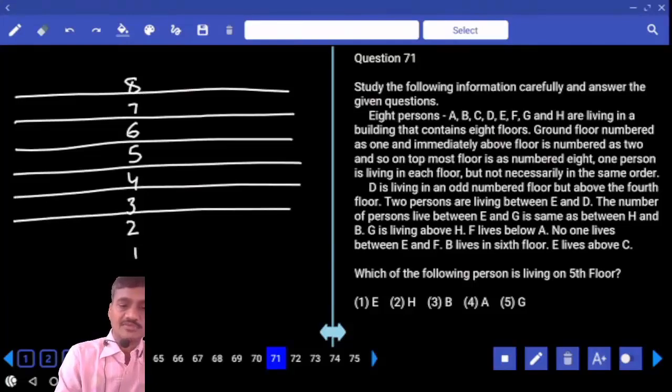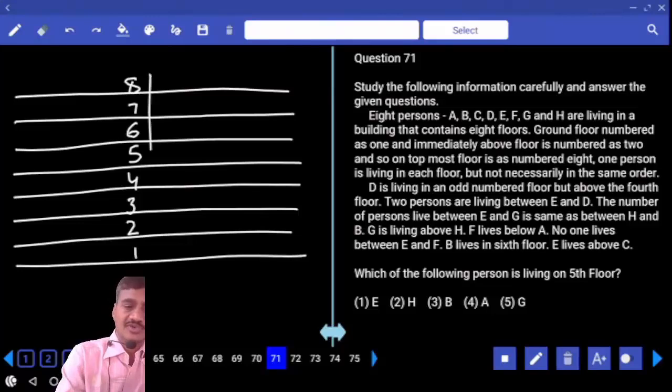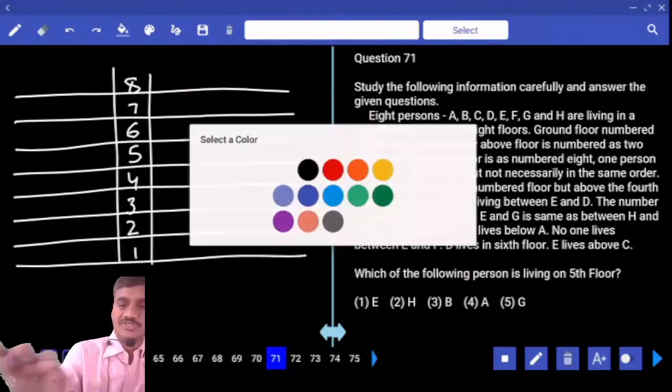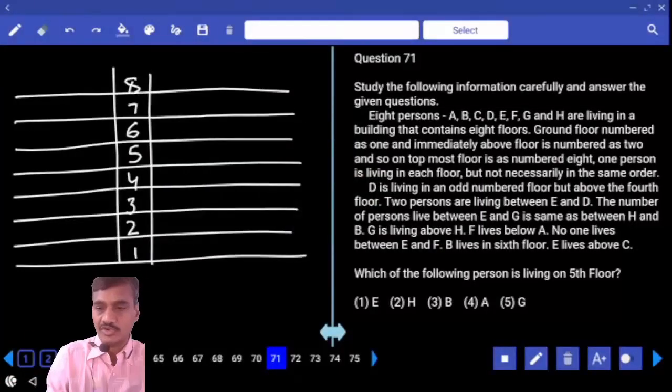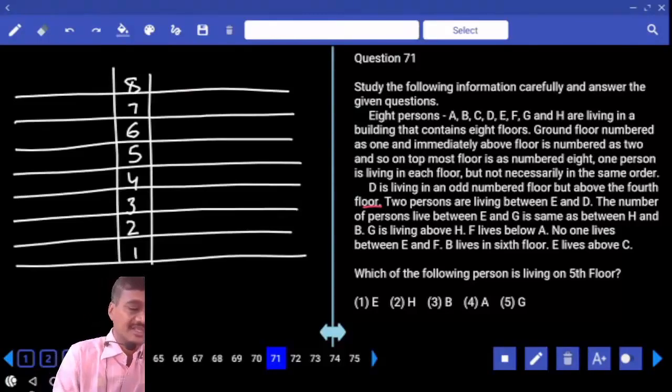Then coming to condition number 1. Tell me what is the first information we have. D lives on an odd number floor above the 4th floor. An odd number floor above the 4th floor means D can be on the 5th floor or on the 7th floor. Hence we have 2 possibilities.